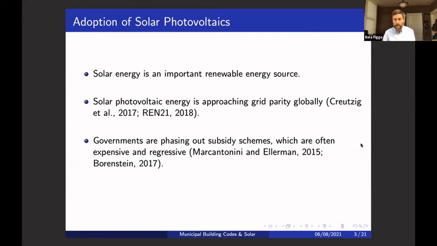As we've seen in the previous presentation, in Germany, the feed-in tariffs have been reduced substantially below the cost of production. And that is good in one sense, for sure, because these subsidy schemes are often expensive and regressive in terms of the distributional consequences. So we've seen this phase out of subsidy schemes both in the US and in Germany and in other countries.